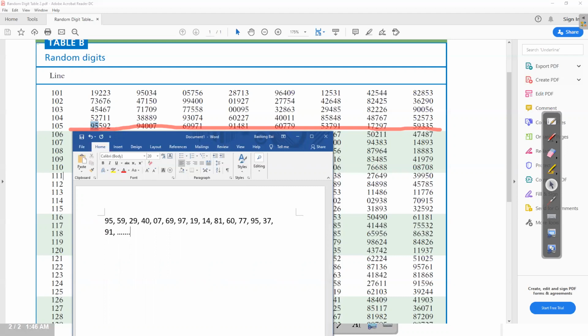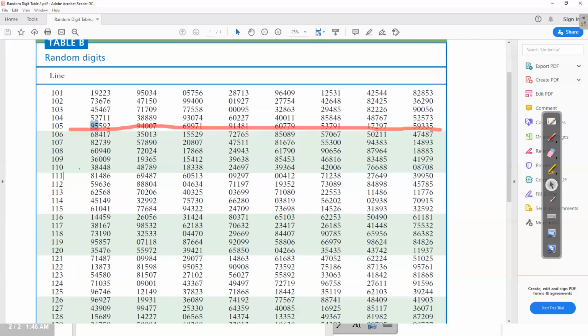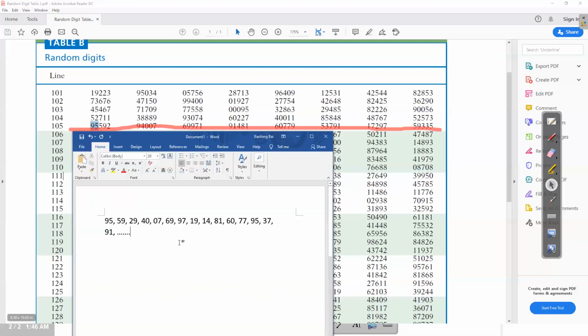You need to check how many individuals you want, right? You want 9 offices, so we need to choose 9 offices. The label is from 01 to 86, don't forget. So that means 95 cannot be our sample. It's not in the population label. We don't have an individual in the population labeled 95, right?